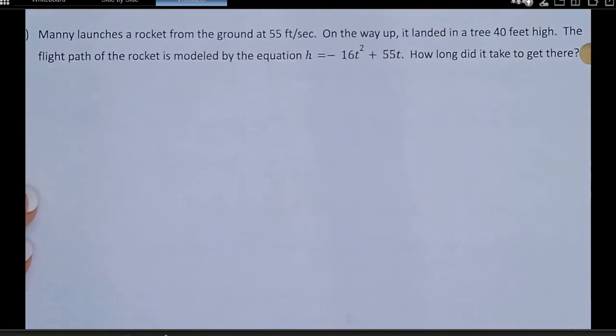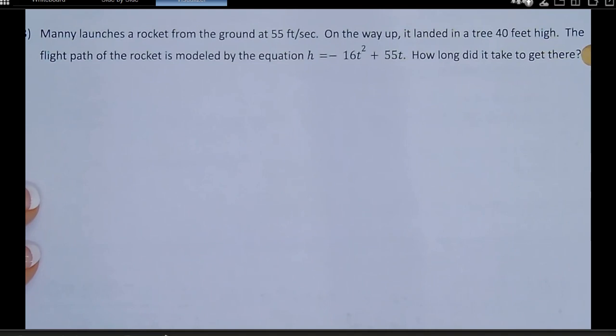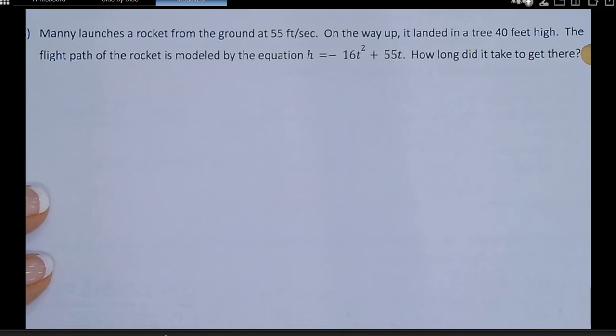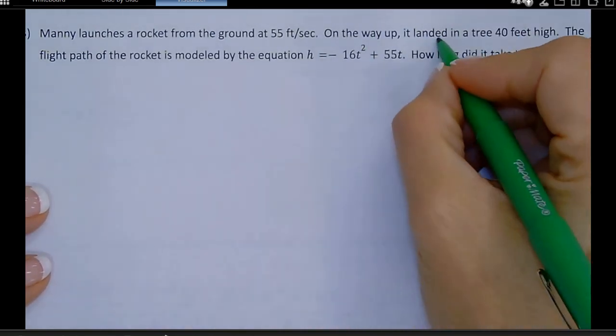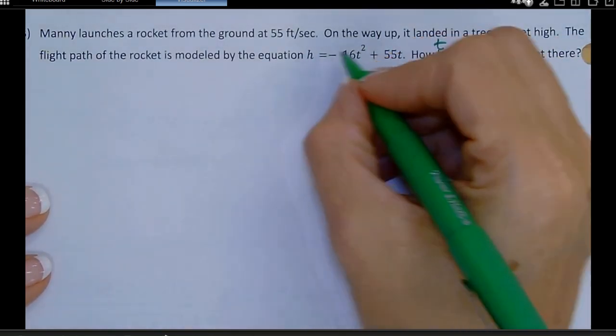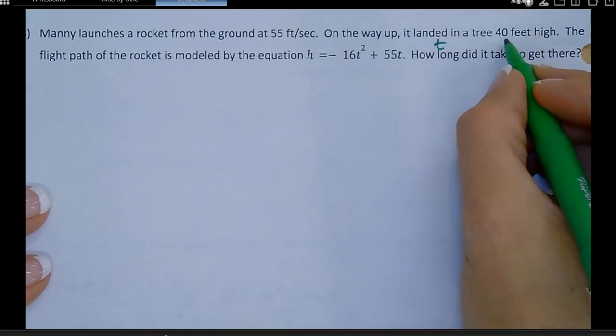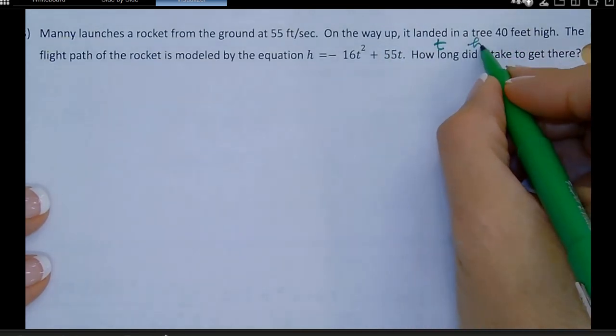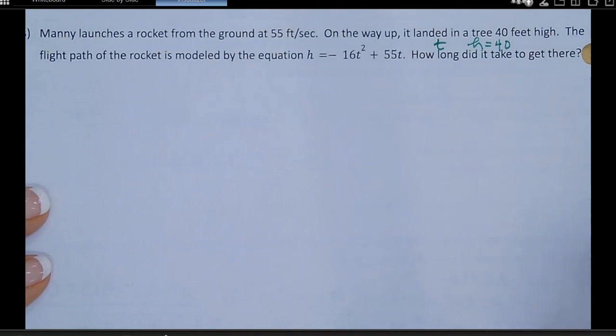Number 3. Manny launches a rocket from the ground at 55 feet per second. On the way up, it landed in a tree 40 feet high. The flight path of the rocket is modeled by the equation h equals negative 16t squared plus 55t. How long did it take to get there? So I want to know time when we are at 40 feet of height. Okay, so height equals 40.